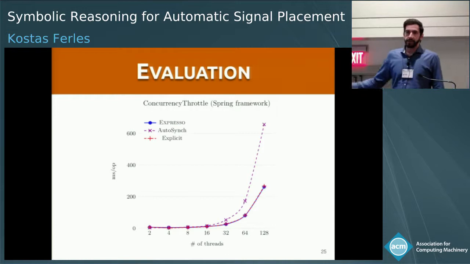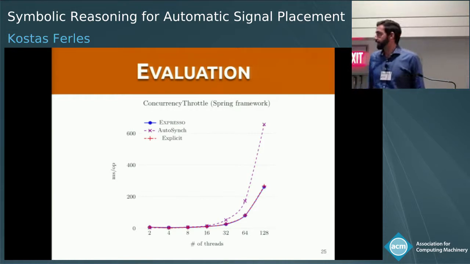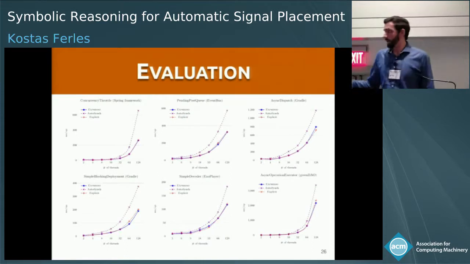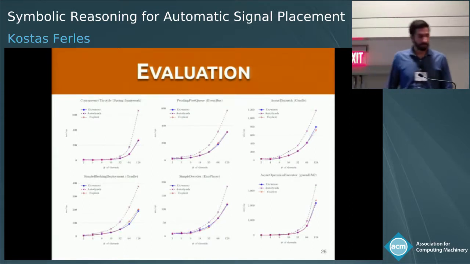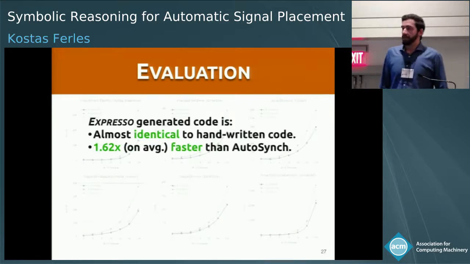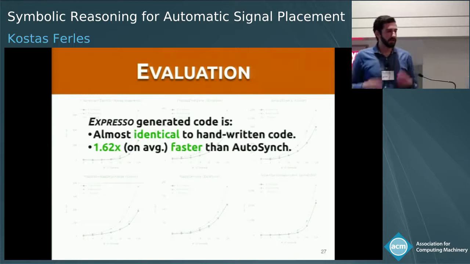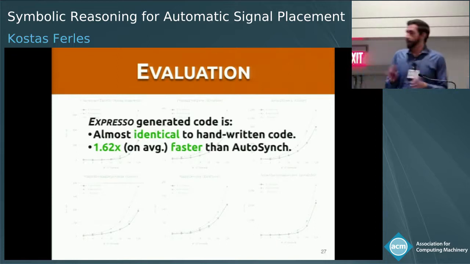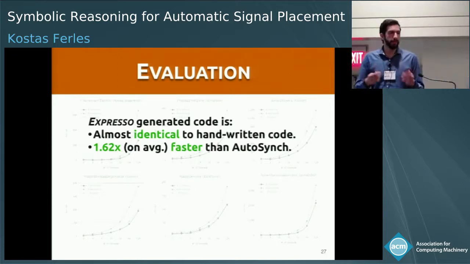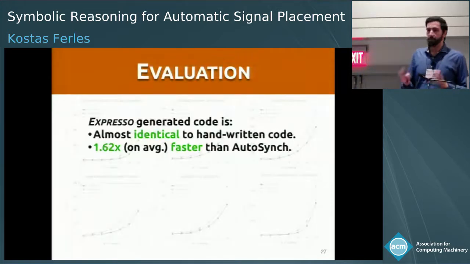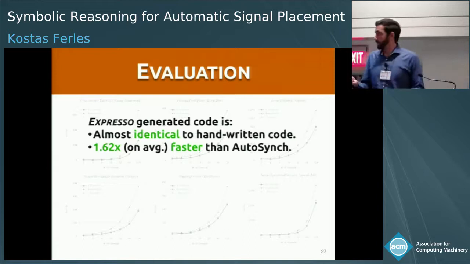And we can see that this same pattern holds for all the rest of the monitors that we have in our evaluation. So the main takeaway here is that Expresso is able to generate code that is almost identical to handwritten code written by expert programmers, and that it's also, on average, 1.6 times faster than AutoSync.